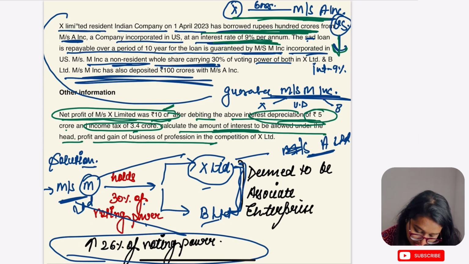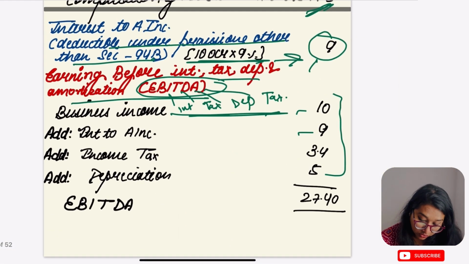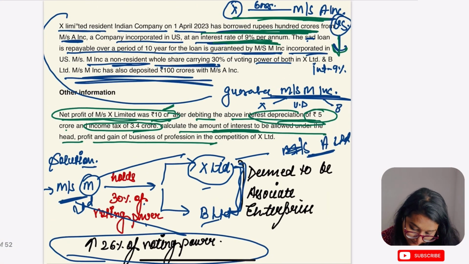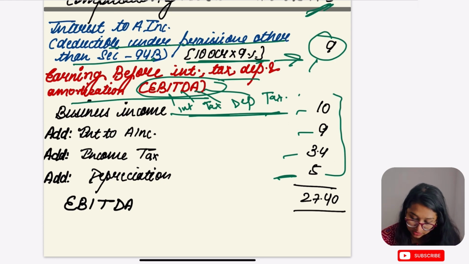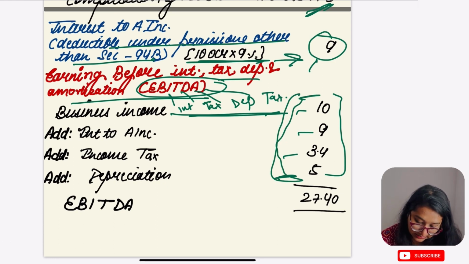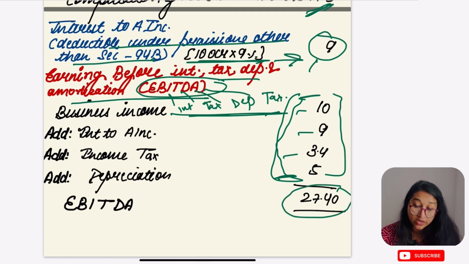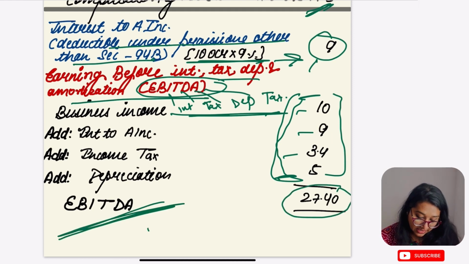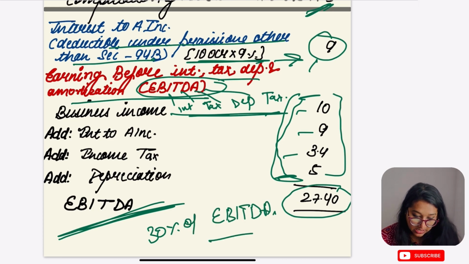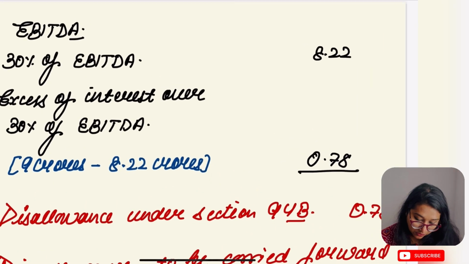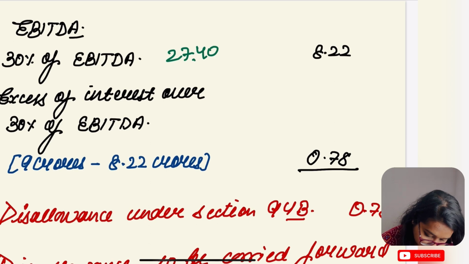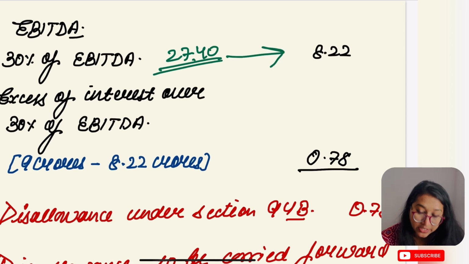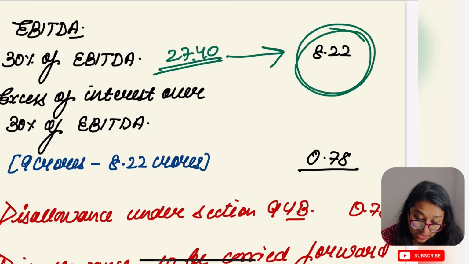What about the other remaining items? Income tax of 3.4 crore, this is also clear, and depreciation of 5 crore. Take out a calculator. The total EBITDA would be 27.40. I have said that 30% of EBITDA is to be taken. So 30% of EBITDA, which is 27.40, would be 8.22.